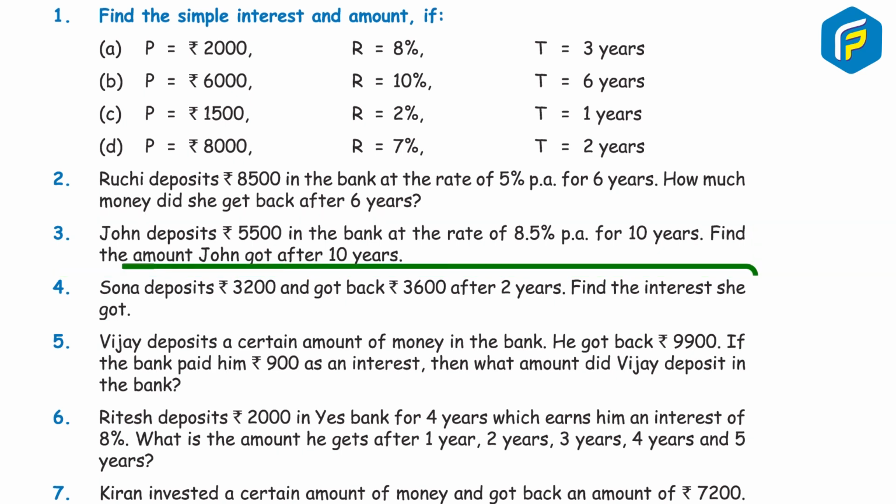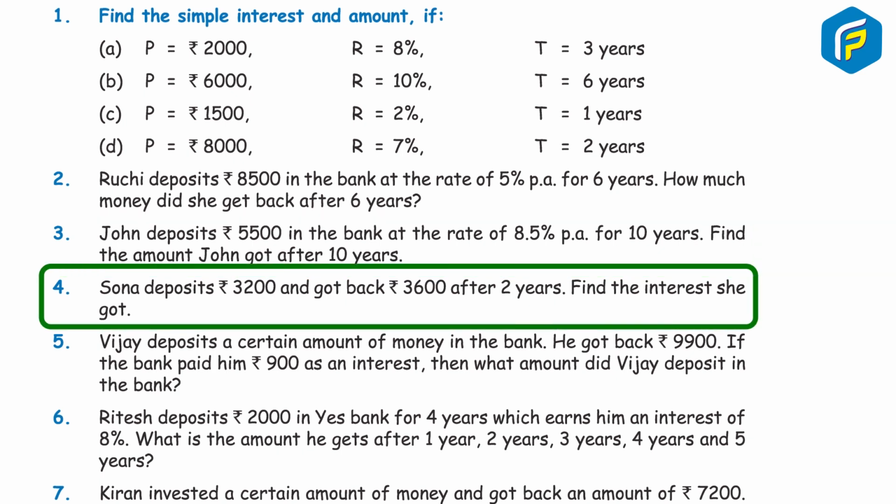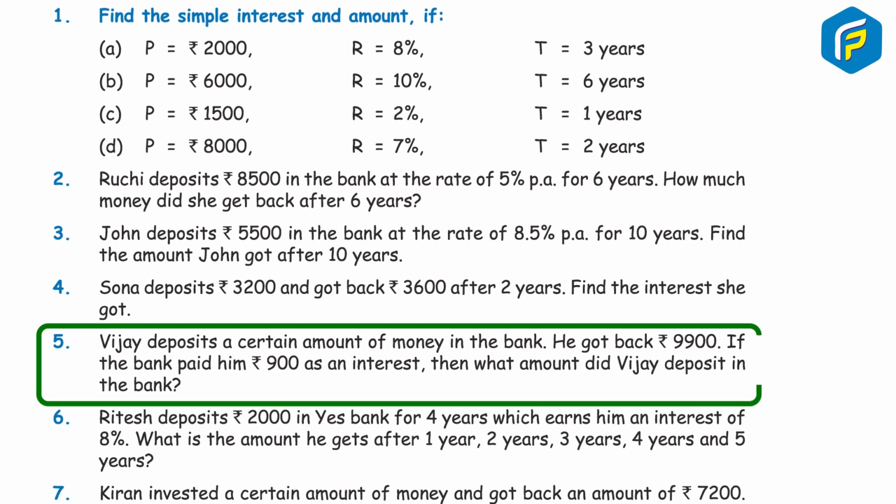Answer: 10,175. Question 4. Sona deposits rupees 3200 and got back rupees 3600 after 2 years. Find the interest she got. Answer: 400. Question 5. Vijay deposited a certain amount of money in the bank. He got back rupees 9900. If the bank paid him 900 as interest, then what amount did Vijay deposit in the bank?